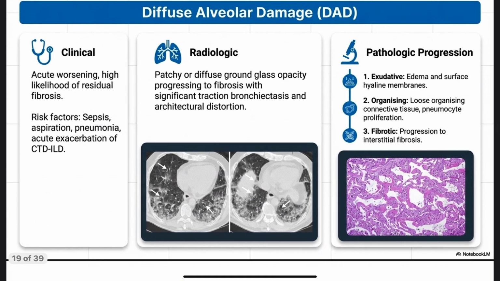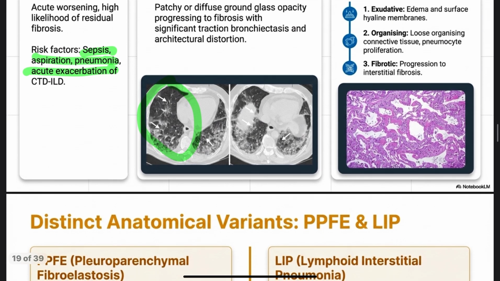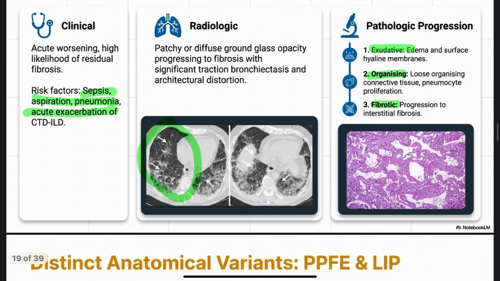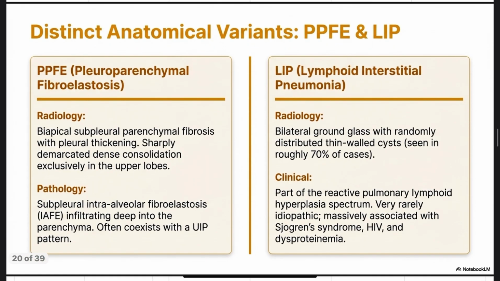Here we can see patchy diffuse GGOs in the entire lung with significant traction bronchiectasis and architectural distortion. In a few days or few weeks, it will progress and worsen, and the patient will die. Here the risk factors are sepsis, aspiration pneumonia, and acute exacerbation of CTILDs can also present like a bad lung. So here it is exudative, organizing and fibrotic phases like ARDS. The pathological pattern will vary.